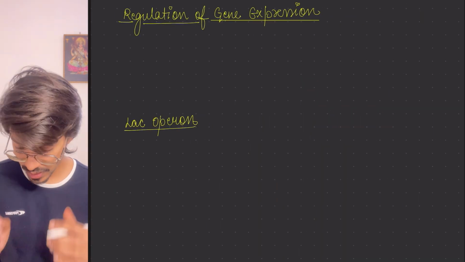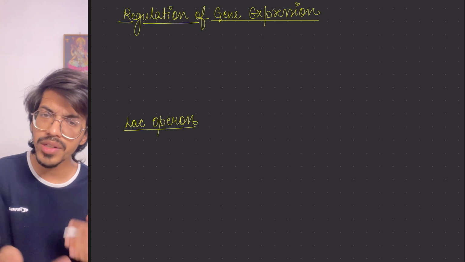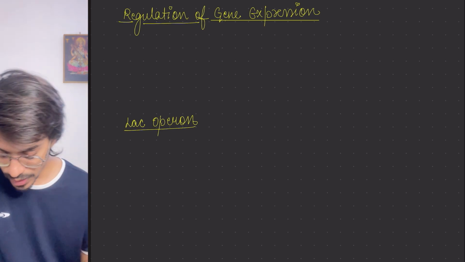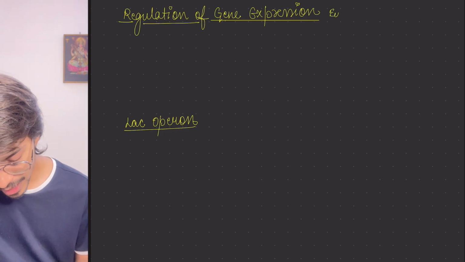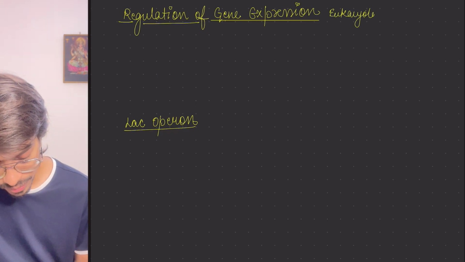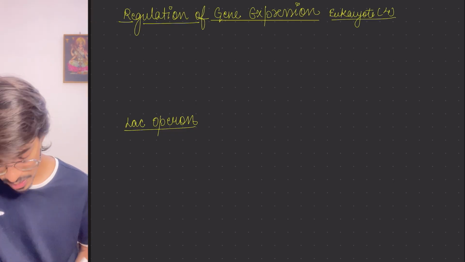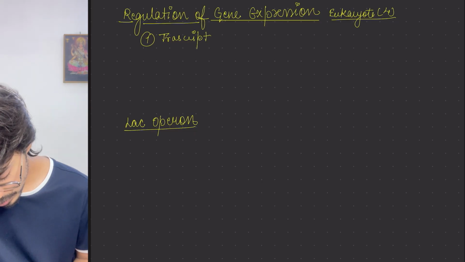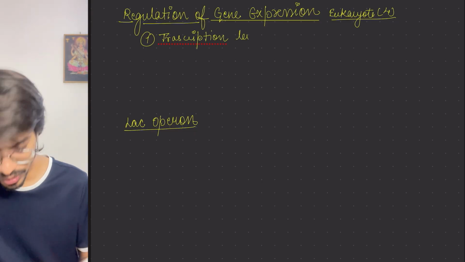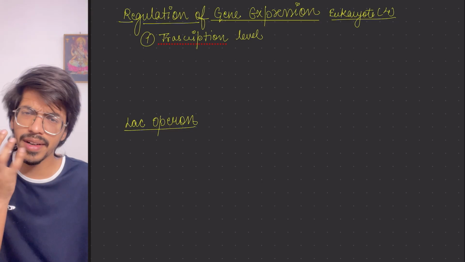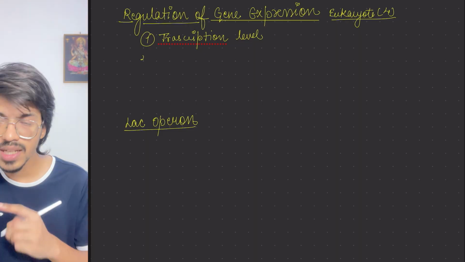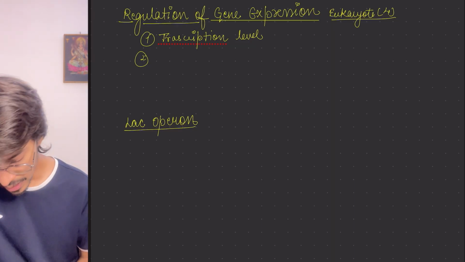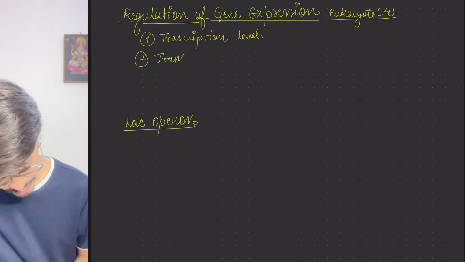After translation, the next thing is at which stage we can actually regulate it. Means if we want to change something, we can do it. So the regulation in eukaryotes can be done at 4 different steps. What will be the steps? Number 1 is at the transcription level, when transcription is being done from DNA to RNA. Second, after transcription, this RNA comes out into the cytoplasm from the nucleus. This process is the translocation process.